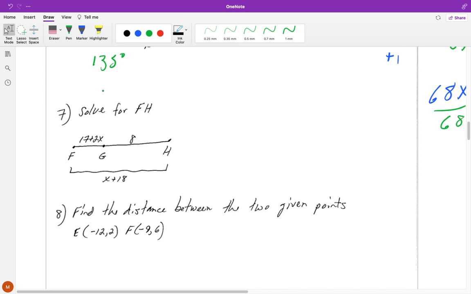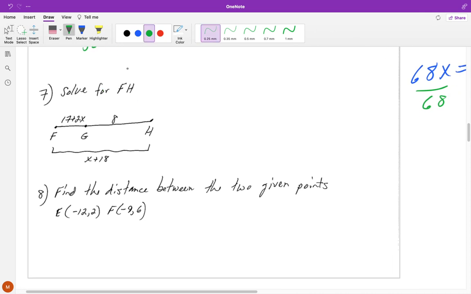All right, number 7. So for here, it's the same thing as the other one we just did, but now it's a segment addition postulate. We know that this part of the segment added with this part of the segment must be the entire segment. So we can set it up as 17 plus 2x plus 8 is equal to x plus 18. So now I'm going to combine my like terms.